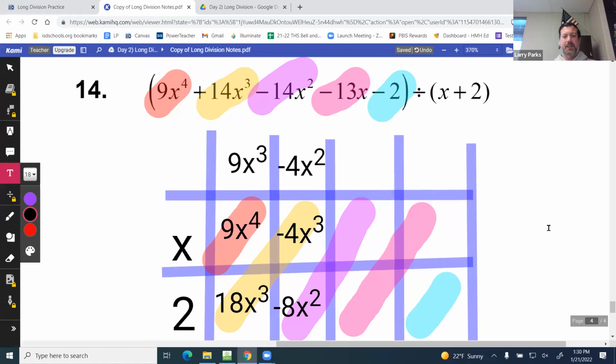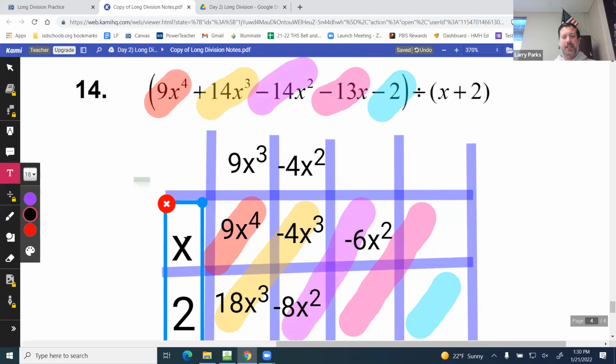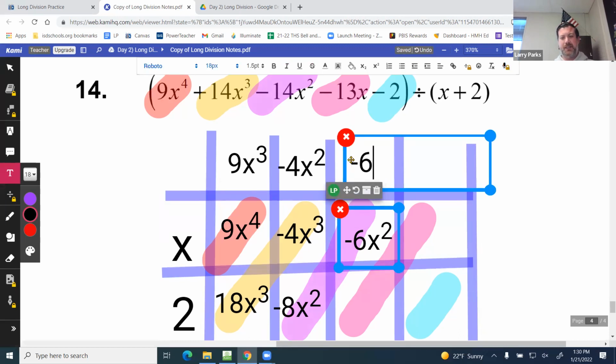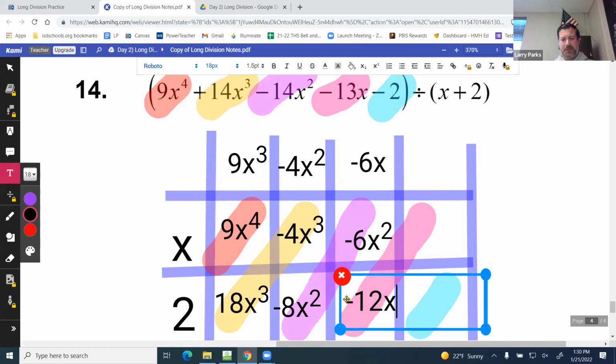All right. I have negative 8. I want negative 14 for purple. So I need another negative 6. That'd be a negative 6x squared. All right, so x times what's negative 6x squared? That'd be a negative 6x. Okay, and then I take negative 6x times x, get negative 6x squared. Negative 6x times 2, I get negative 12x.